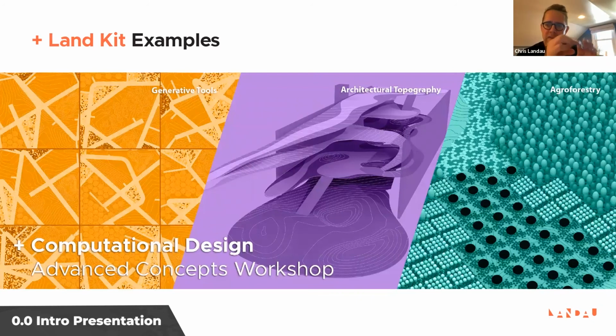And we have one other. These were the three examples we advertised: the agroforestry, the architectural topography, and then this example we're going to talk about, which is generative tools. We have a generative script that shows how we can use Paving Kit and Topo Kit along with a bunch of randomized inputs that allow you to generate a bunch of options.